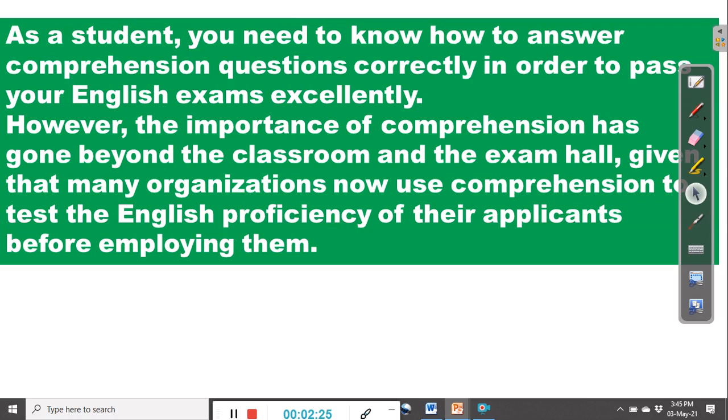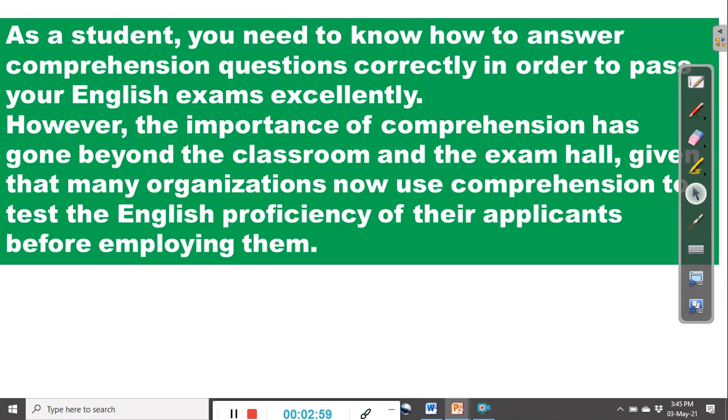It is always very important because comprehension simply means understanding, and education has much to do with understanding. You read a text or a passage and you are expected to understand, or even when you listen to some audio, lectures or passages, and then you'll be asked questions based on that. So it is always very important.